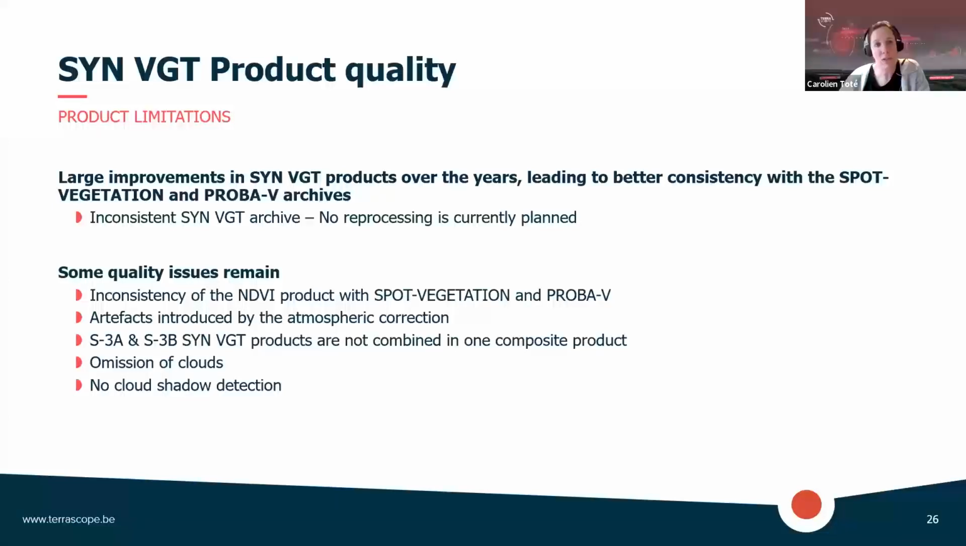What we also see, that's from the start and from the design, the Sentinel-3 A and Sentinel-3 B SYN VGT products are currently not combined in one composite product. It would be helpful to do that because then you get a better completeness, less cloud contamination and so on. So it's something we could look into. Also, what I did not show, there is an omission of clouds. So some clouds are not detected as such. And currently there is no cloud shadow detection.